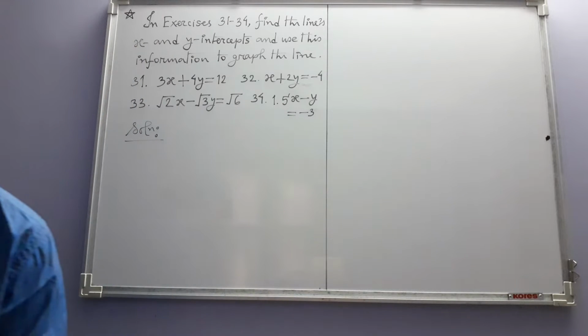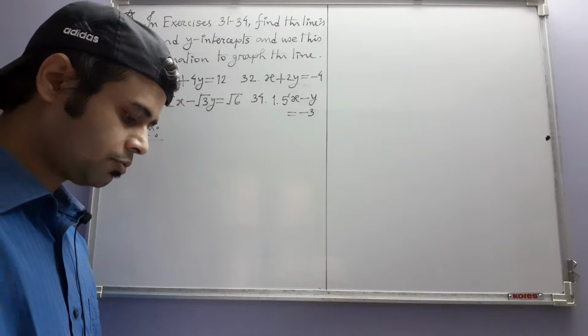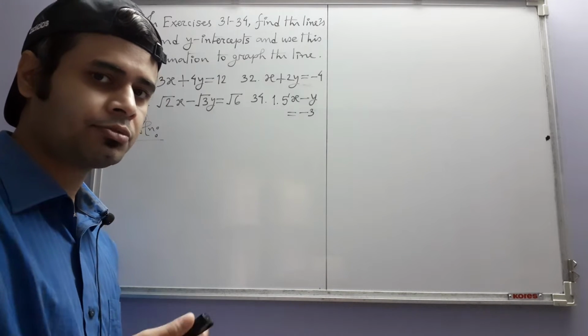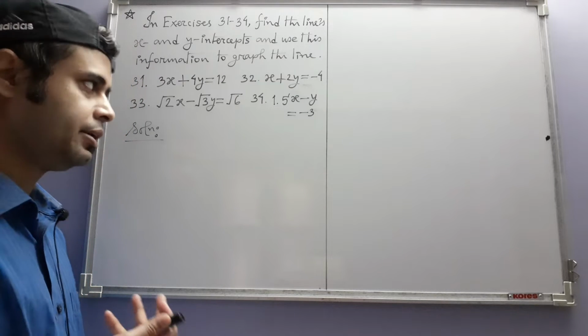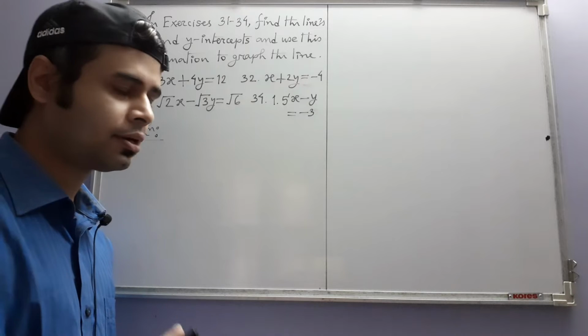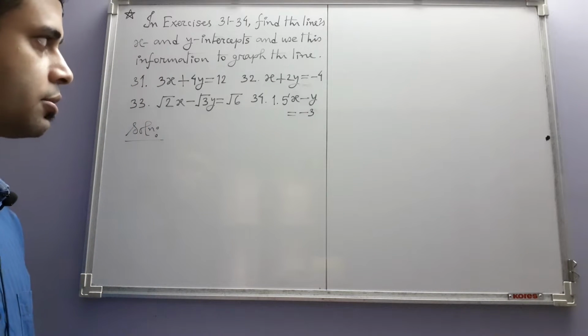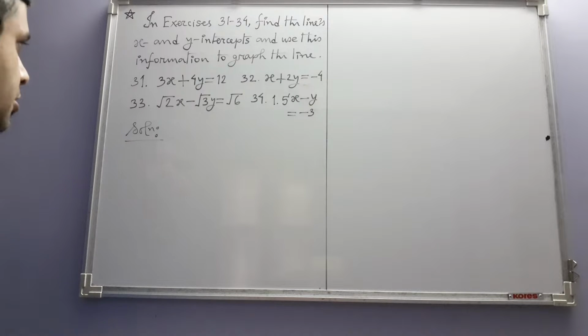Okay, so we are given 4 lines here. For each one of these lines, we have to find its x and y intercept and then use that information to graph the line. So we can do 4 of them together. So let us write a combined solution.